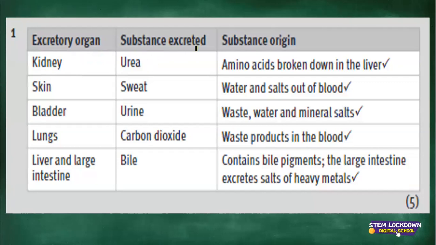Urea, where did it originate from? The substance origin: it originated from amino acids which were broken down in the liver. What is that process called? Deamination. Remember, when you break down amino acids, the process is called deamination. So that's the excretory organ, kidneys. They excrete urea. It originated from the amino acids which were broken down in the liver.